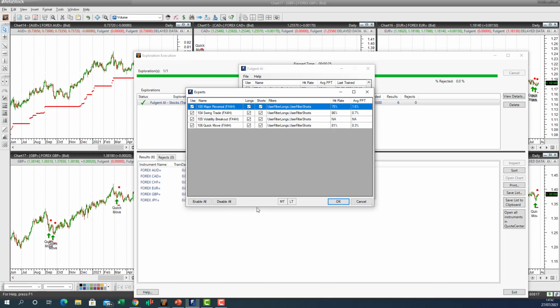So in the AI engine, I've got these 4 AI strategies, and that tells you the hit rate versus average profit per trade in the testing period. You can see a very high hit rate for major market reversals, swing trades, and then quick 3-day moves. A swing trading strategy: 81% accuracy with 0.3% average profit per trade. Swing trade: 86% accuracy with 0.7% average profit per trade. And major market reversals with 75% accuracy with 1.6% average profit per trade.